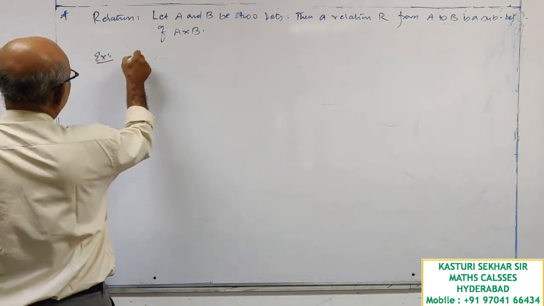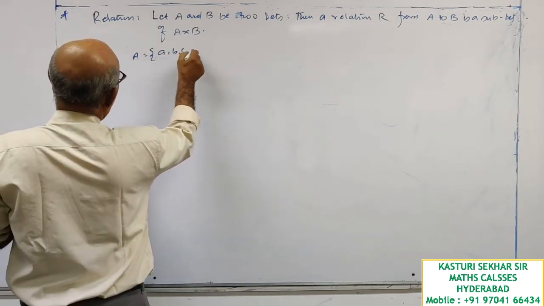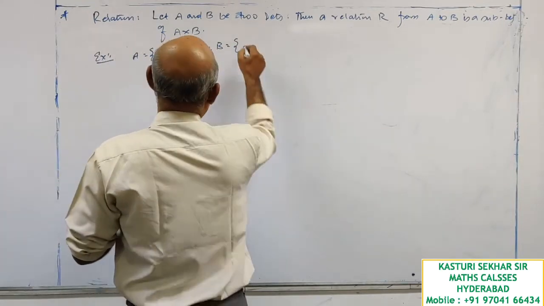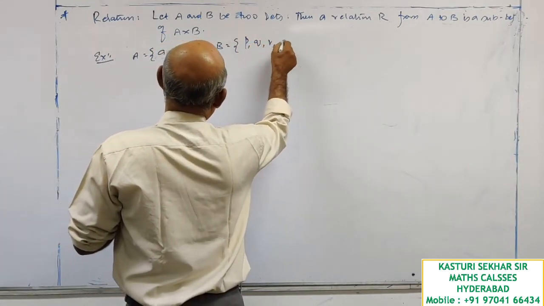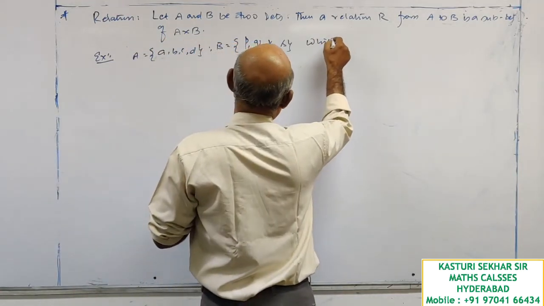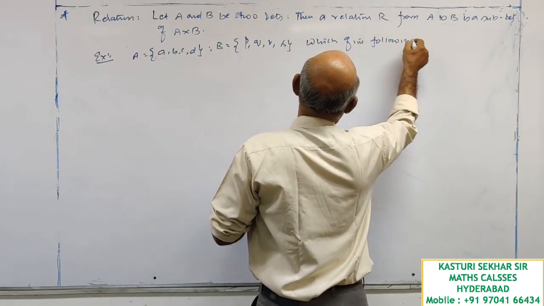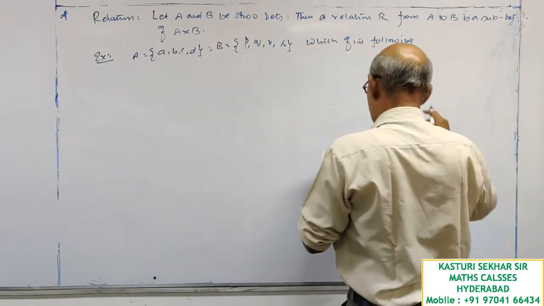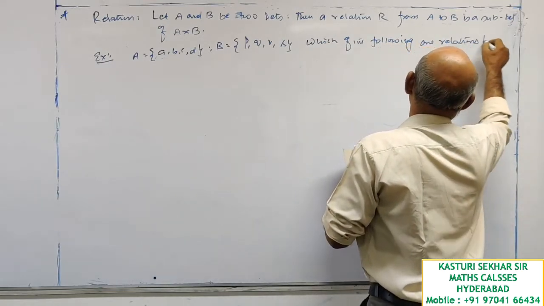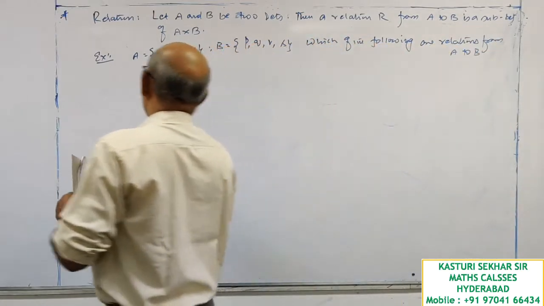Example. A is equal to {a, b, c, d}. B is equal to {p, q, r, s}. Which of the following are relations from A to B? R1?